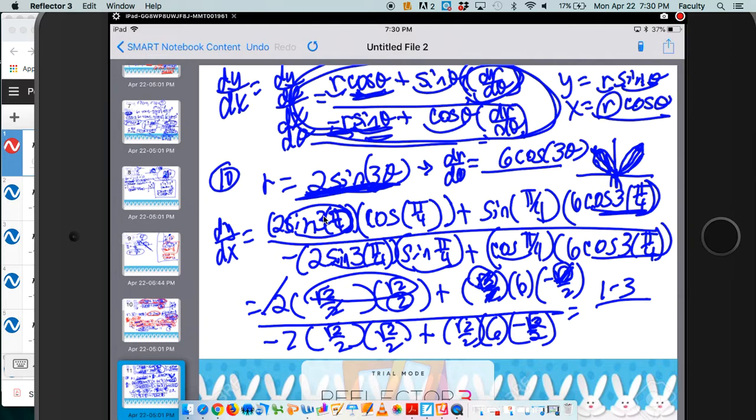You've got to be really careful. Square root of 2 and square root of 2 gives me 2. And these cancel, so I get negative 1. Square root of 2 and square root of 2, by the way, there's a minus sign here. And I think I get minus 3. So it looks like I get negative 2 over negative 4, which is a slope of 1/2.